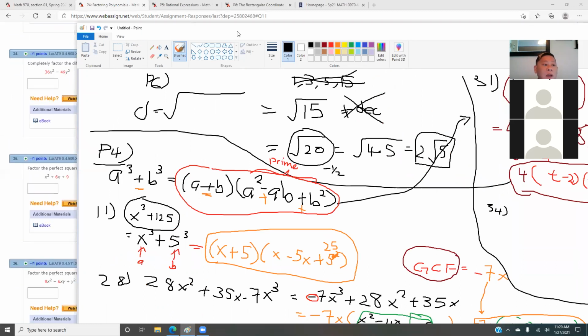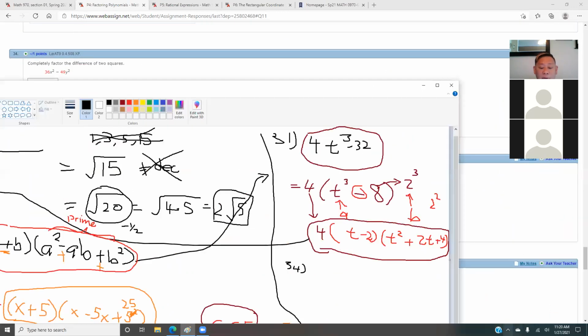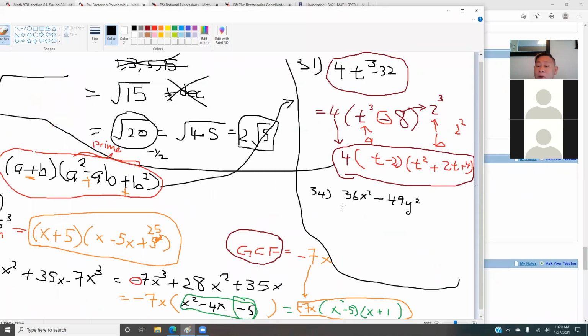Okay. And finally, 34 is given to us by 36x squared minus 49y squared. Now this one for 34 is a perfect square, not a perfect cube, so you don't use a perfect cube. And how do I know this is a perfect square? It's because there is a square in here.